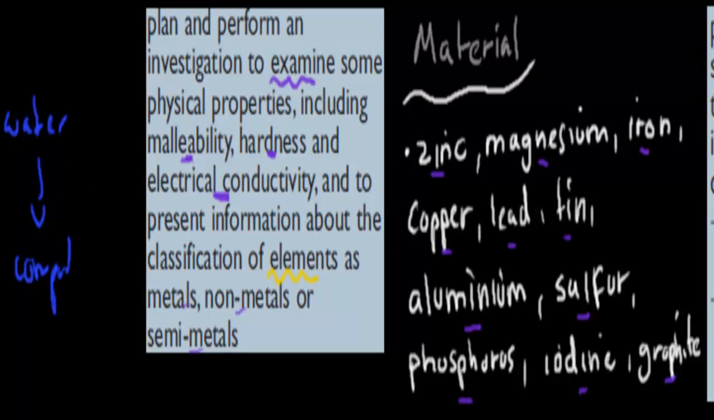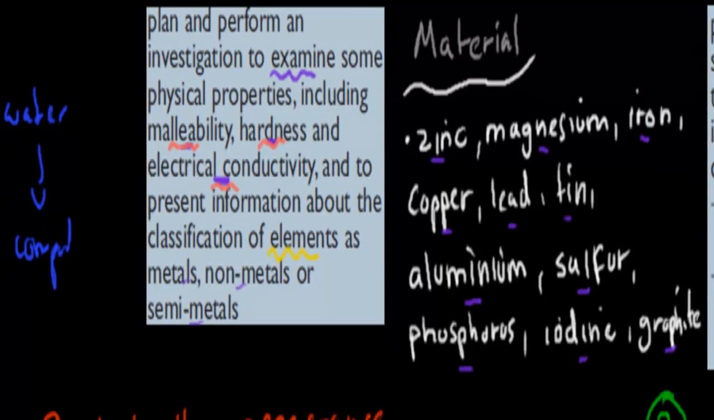And there's three things that it says we definitely need to do. We're going to have to check the malleability, which means how easy it is to make them into sheets, their hardness, so their strength, and the electrical conductivity. These are something you have to do, but we also can check other things.